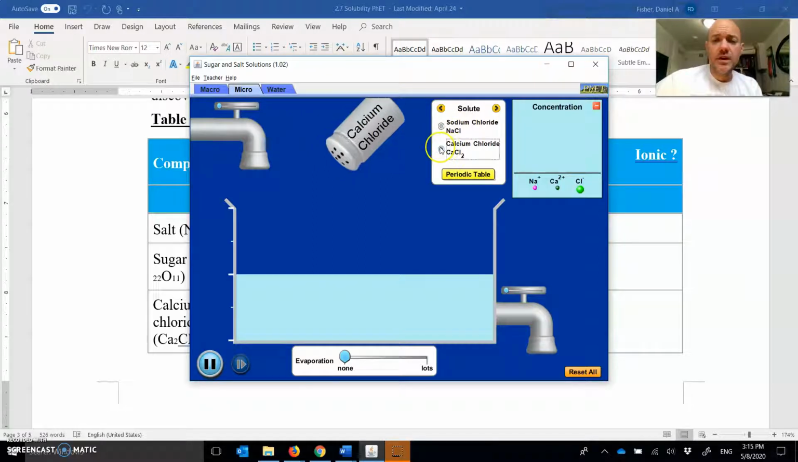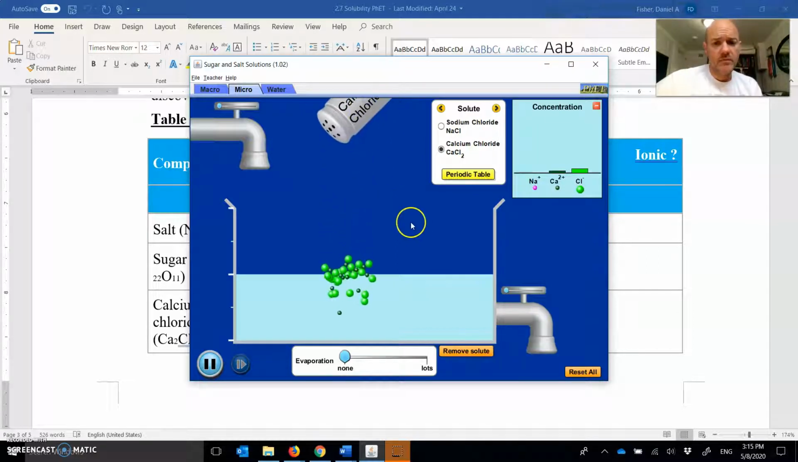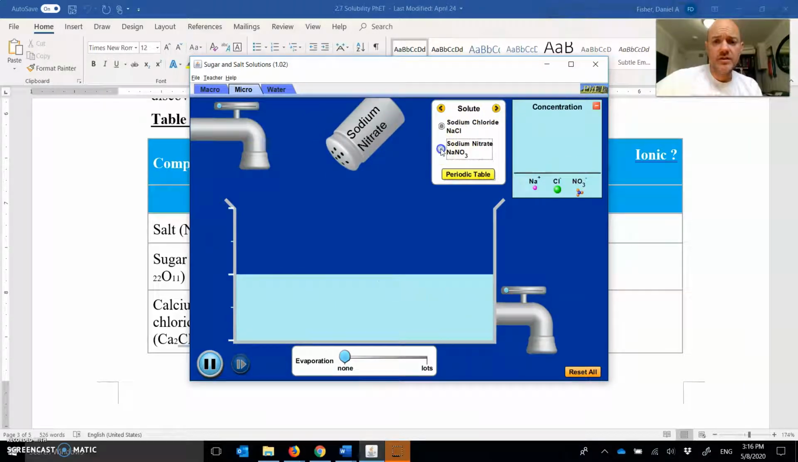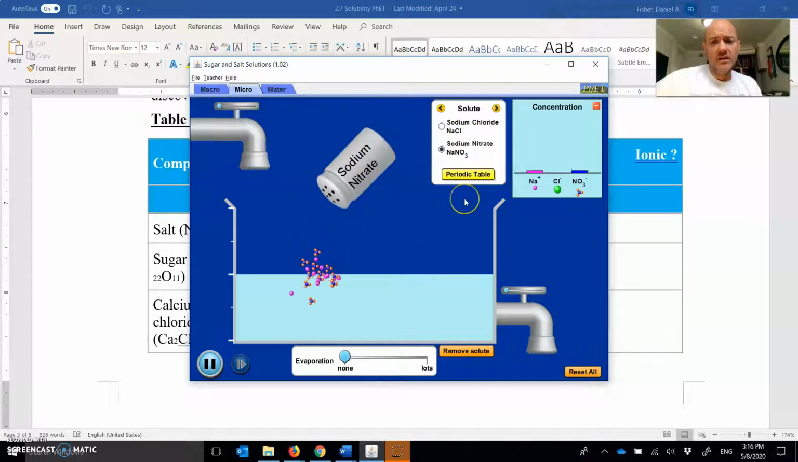We've done sodium chloride, so now I'm going to do calcium chloride, right? And when I put that in, I see, yep, looks like my calcium ions separate out and my chloride ions separate out. So calcium chloride separates out. Go to the next one, sodium nitrate. All right, so I have sodium ions. This one breaks down not quite the same way as the others did.